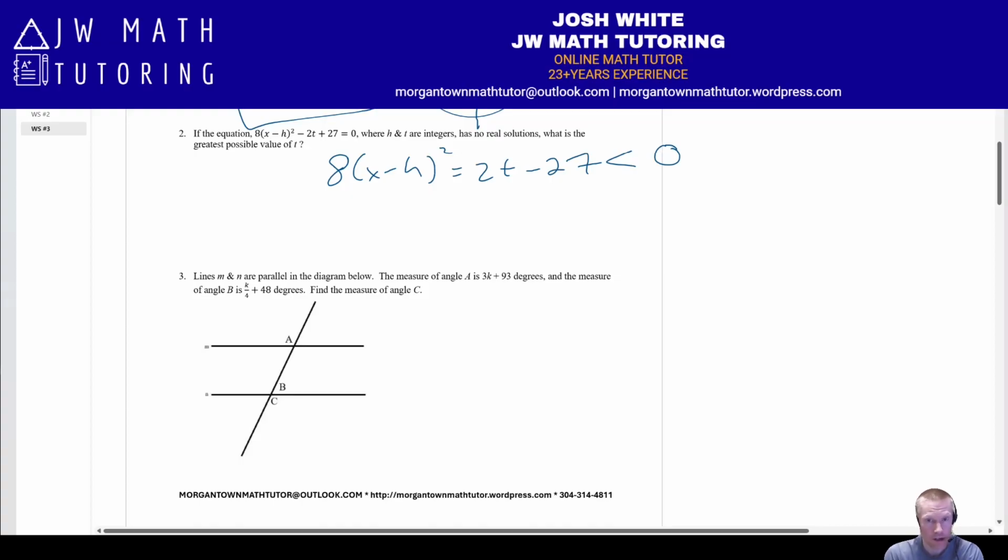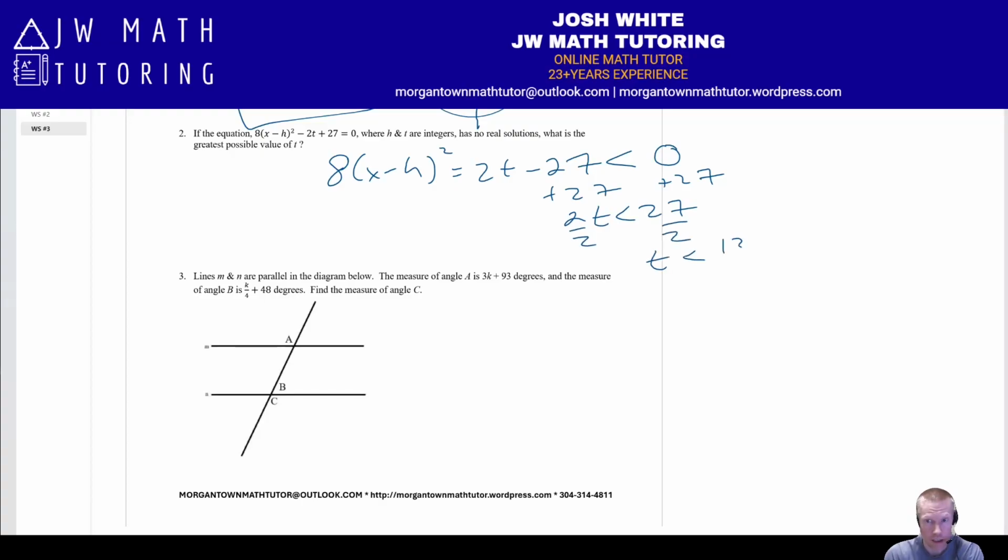So you just set up this inequality and solve it. Add 27 on both sides, and then you get 2t is less than 27. Divide by 2, t is less than 13.5. Of course, that's not an integer, so the largest possible value of t is just going to be 13.